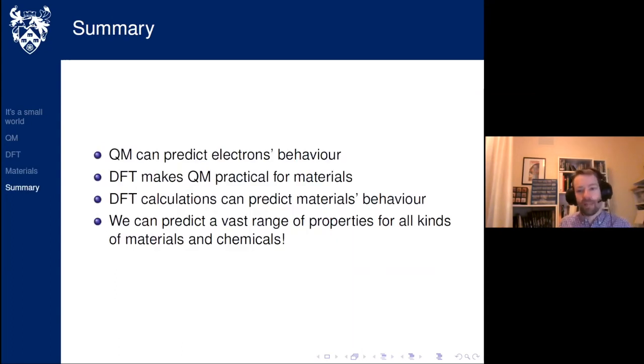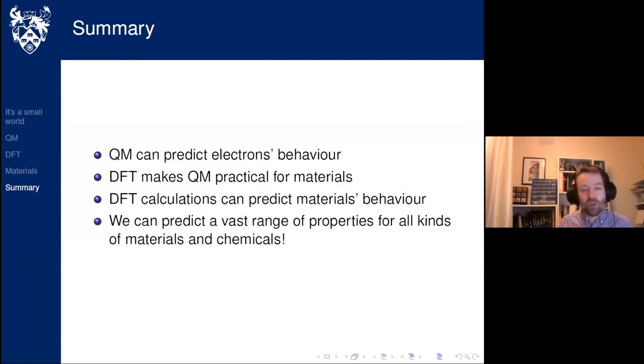Well, that's pretty much all we have time to go into today. So just in summary, I hope I've shown you that with quantum mechanics, we genuinely can predict the behavior of electrons. In particular, using density functional theory, we can make very practical calculations for real materials, in fact, real chemicals, and very similar ideas in gases and fluids. And we can put these together to predict the behavior of real materials in real situations for genuine technological applications.